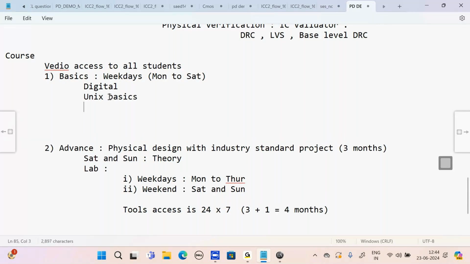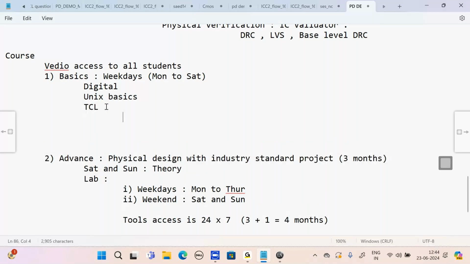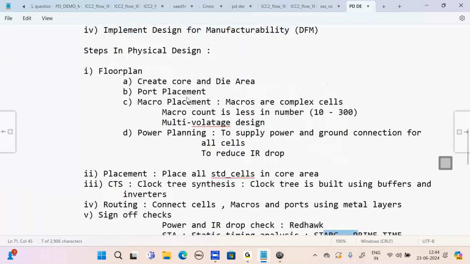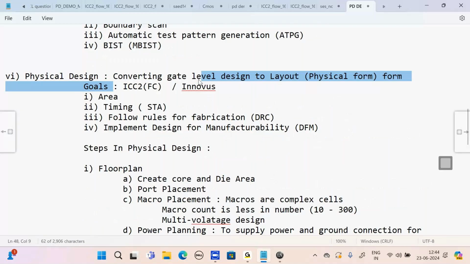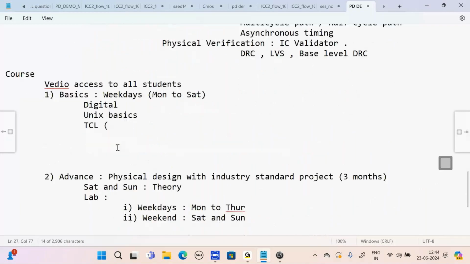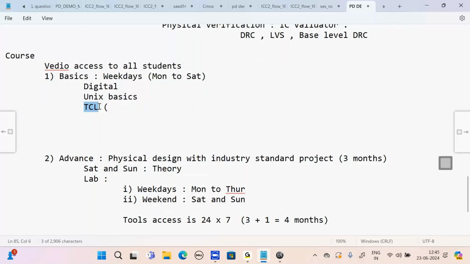Then you will learn about TCL, tool command language. TCL is a programming language, that is tool command language. All these tools, whatever I specified, like your ICC2, Innovus, or even your DC Shell or Genus, can understand only TCL. So you should know tool command language.